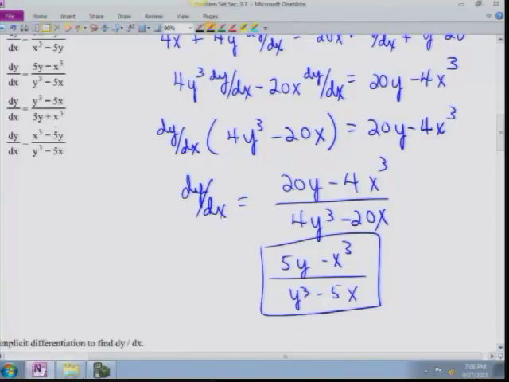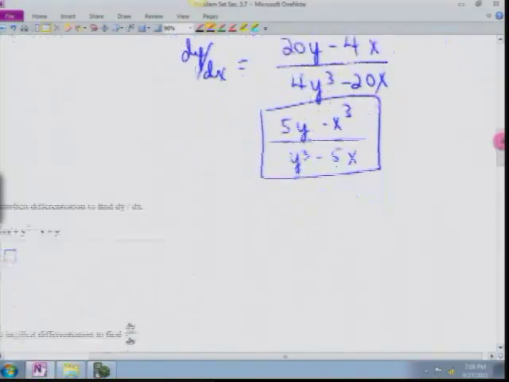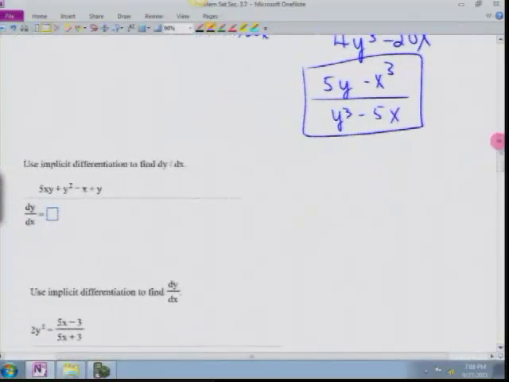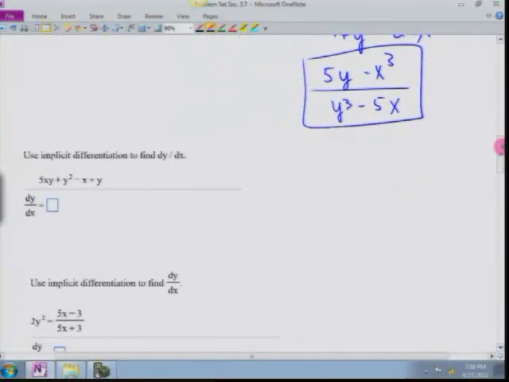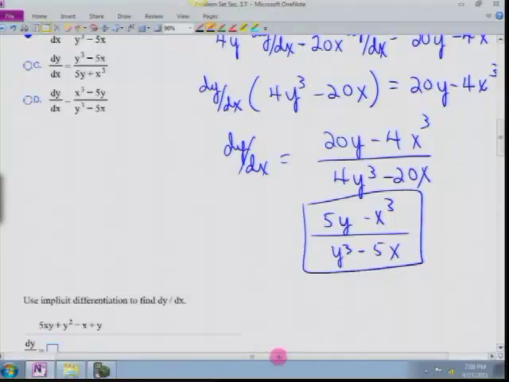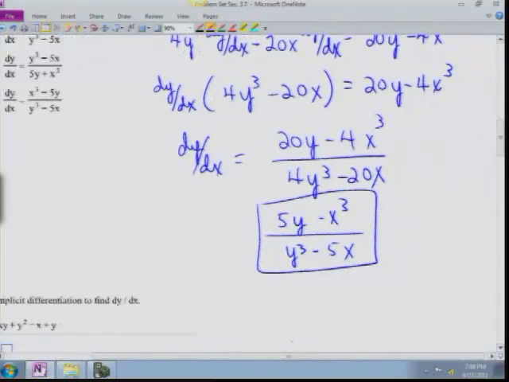Are we good? Ready to do one? This is what I think mine. All this stuff? All this junk? I got you. Are you still writing? Sorry. Let me know when you're done, Mitchell. You're good? Okay. All right.